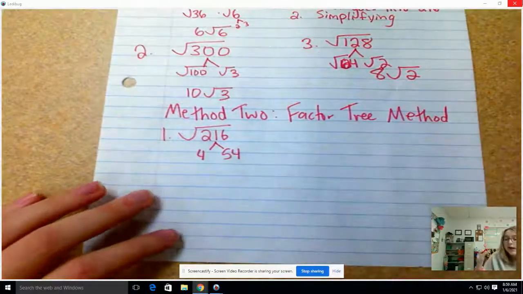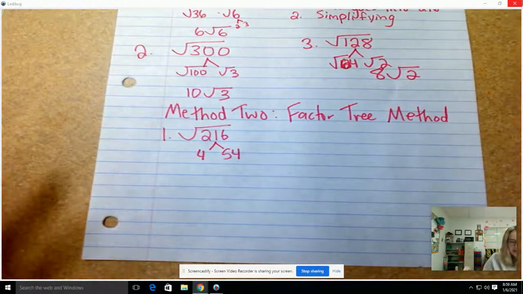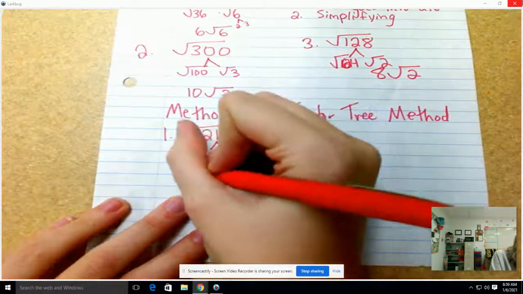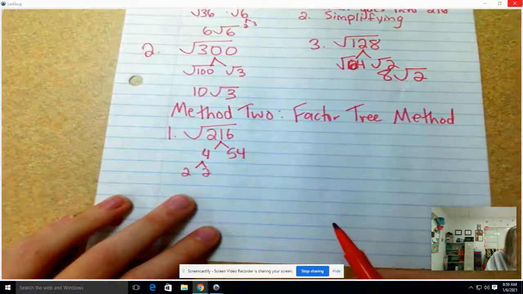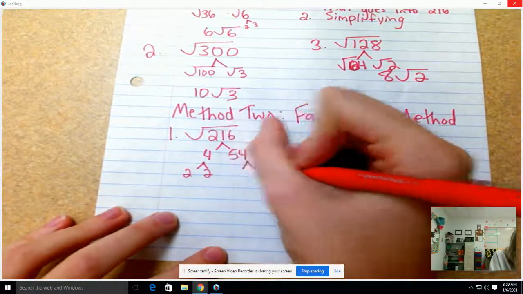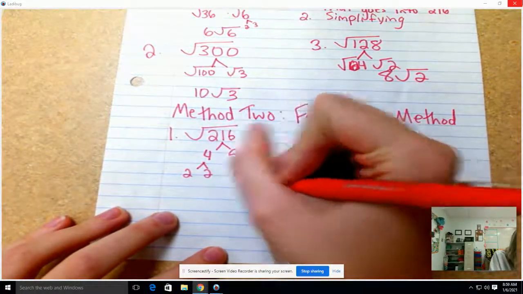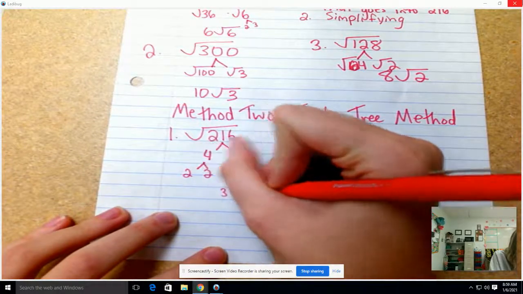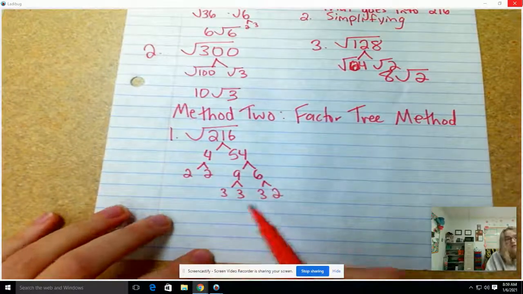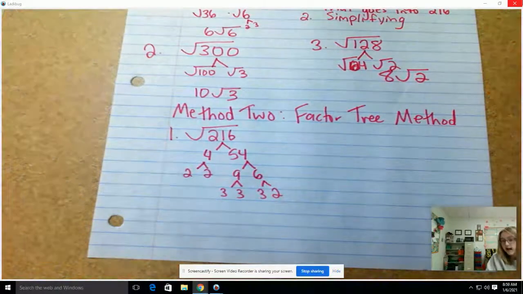And then we're going to keep going until we cannot simplify these anymore. So we're looking for prime numbers. This is called prime factorization, if you haven't heard that term before. So 4, I can break that down into 2 and 2. And 2 is a prime number, so we stop there. 54, I can break down to 9 and 6. I can break 9 down into 3 and 3, and 6 down into 3 and 2. 2 and 3 are both prime numbers, so this is where we stop.